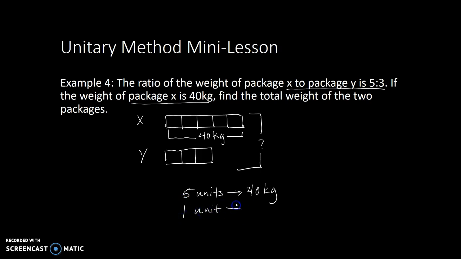So let's solve for 1. 1 unit is going to be 40 divided by 5, which is going to be 8. And now we want to solve for all the units because we're finding the total weight. So we want to solve for 8 units. So 8 units is going to be 8 times 8, which is going to equal 64 kilograms.